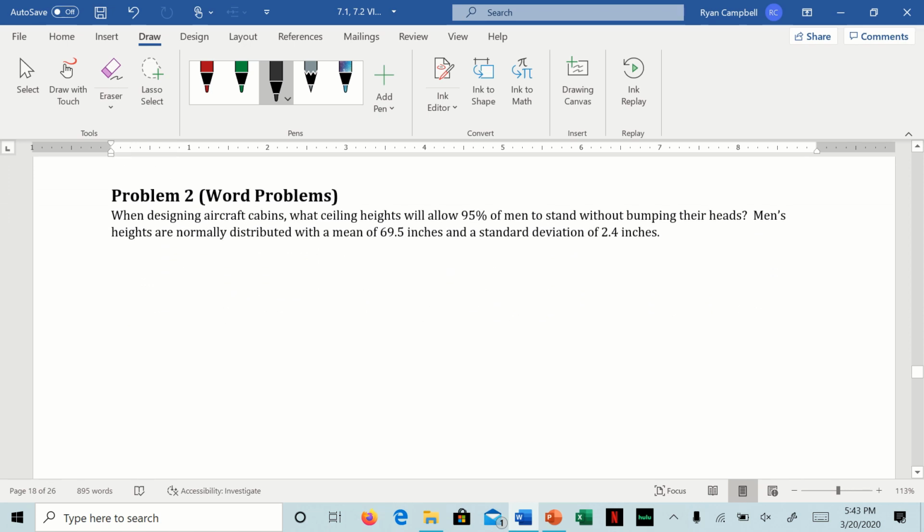Next one. When designing aircraft cabins, what ceiling height will allow 95% of men to stand without bumping their heads? Men's heights are normally distributed with a mean of 69.5 and a standard deviation of 2.4. So now we are given a percentage. So the question is, is this a bottom 95% or is it a top 95%?